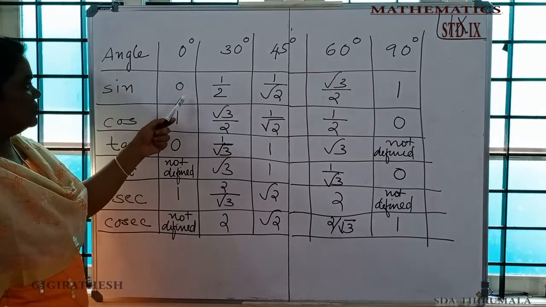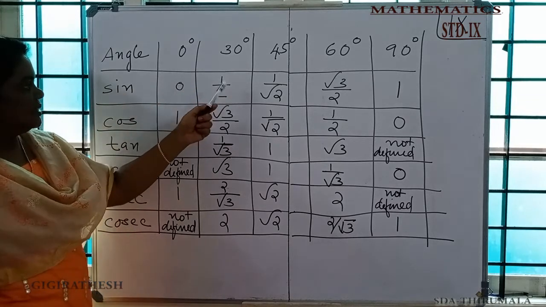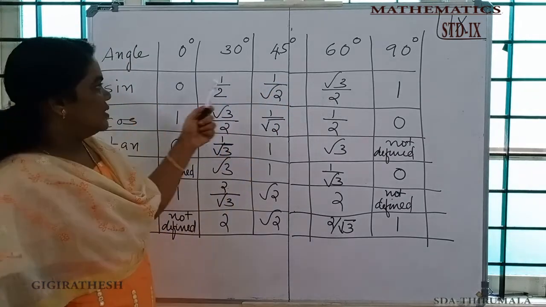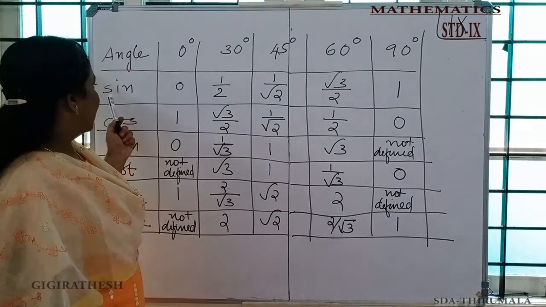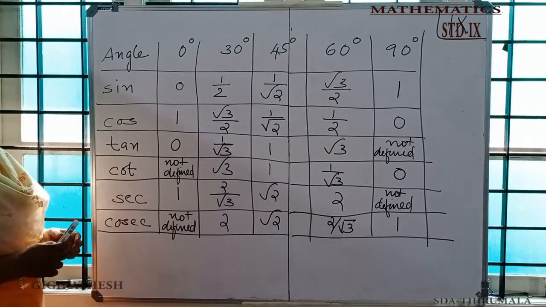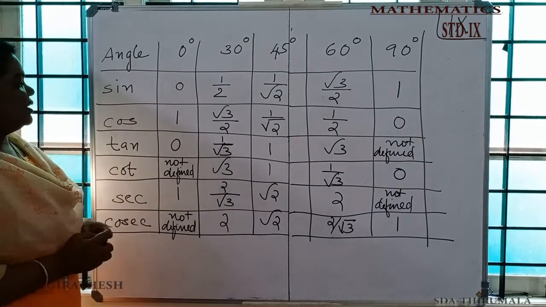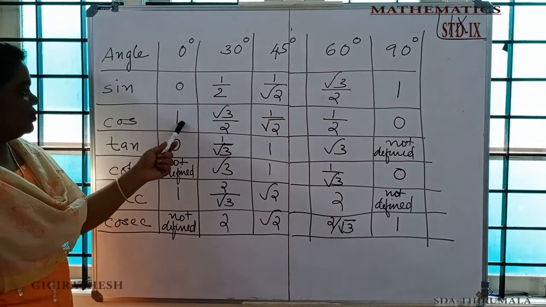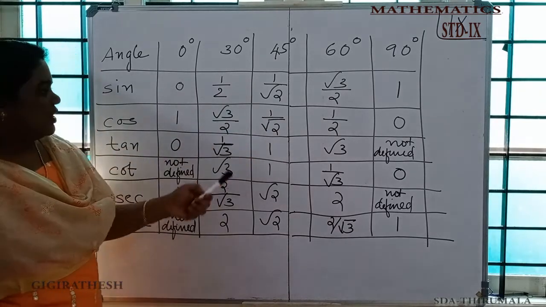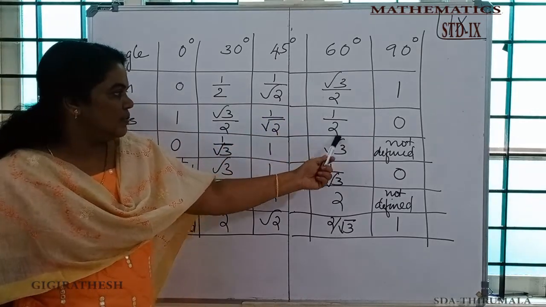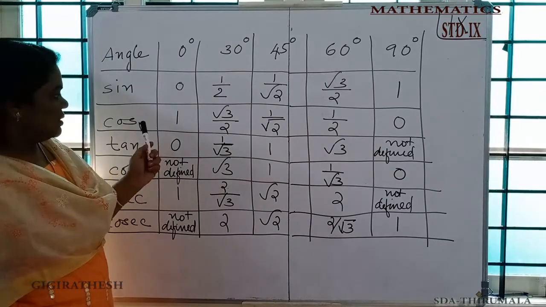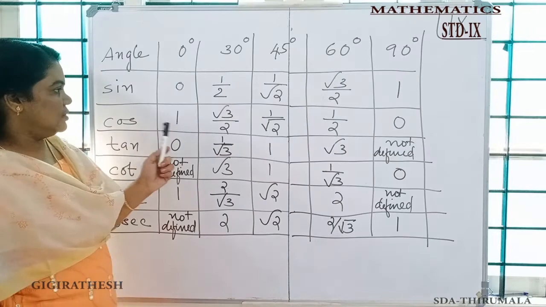Sine 0 is equal to 0, sine 30 degrees is equal to 1 by 2, sine 45 degrees is equal to 1 by root 2, sine 60 degrees is equal to root 3 by 2, and sine 90 is equal to 1. Here the sine values increase from 0 to 1. The cos values are: cos 0 is equal to 1, cos 30 degrees is equal to root 3 by 2, cos 45 is equal to 1 by root 2, cos 60 degrees is equal to 1 by 2, and cos 90 is equal to 0. Here the cos values decrease from 1 to 0.